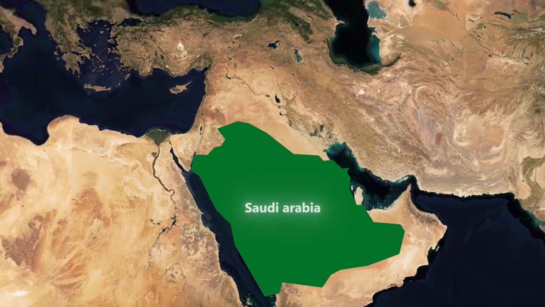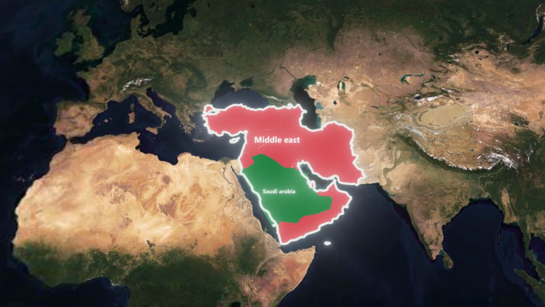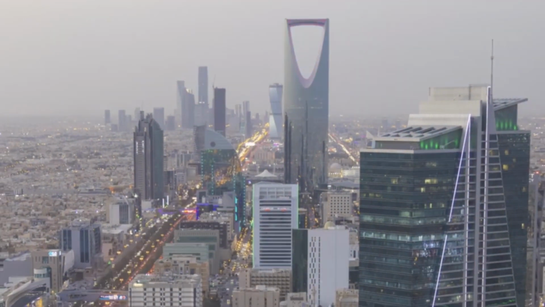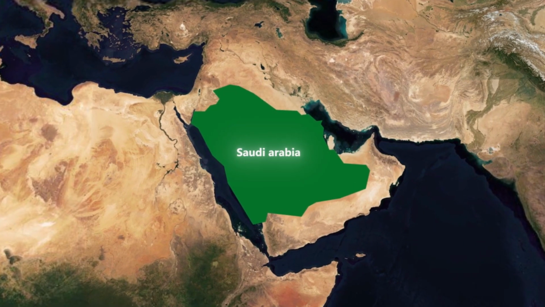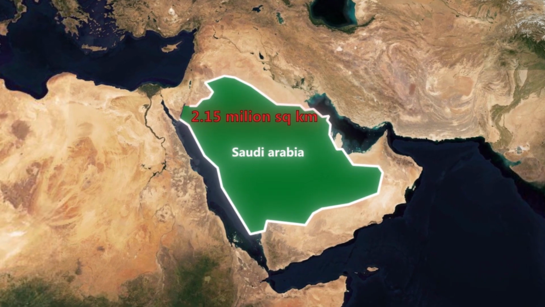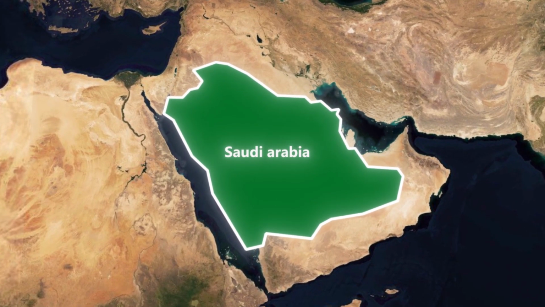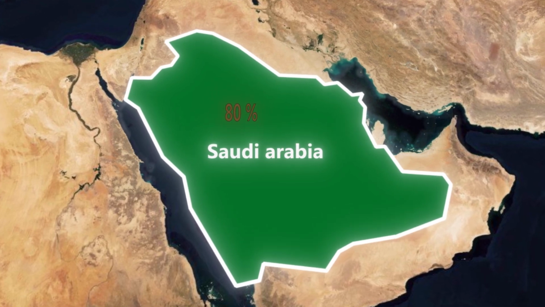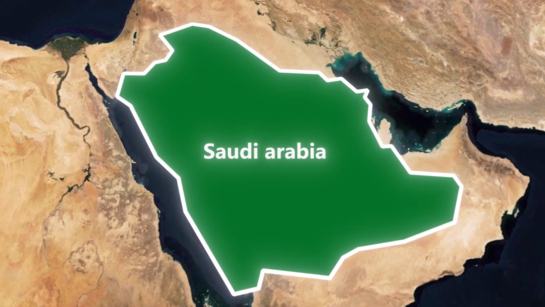Saudi Arabia, the largest country in the Middle East, is known for its vast deserts, modern cities, and economic power. However, despite its enormous landmass of about 2.15 million square kilometers, nearly 80% of its territory is uninhabited. But why is this the case?